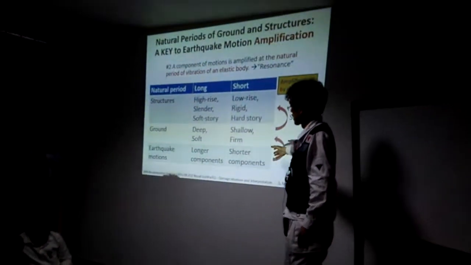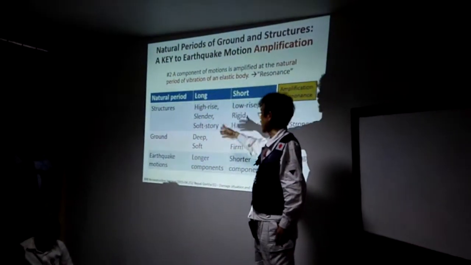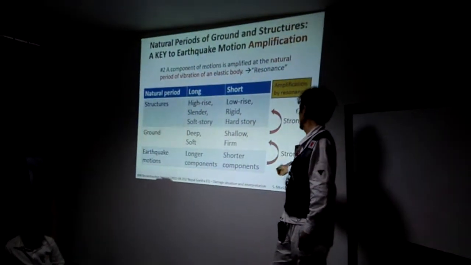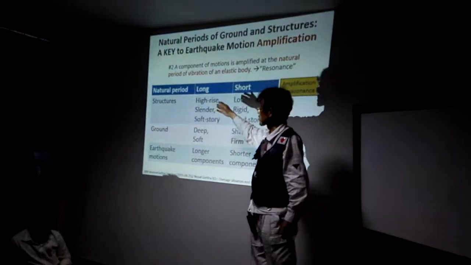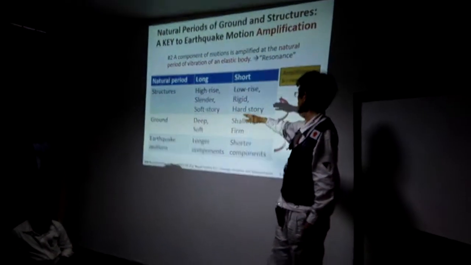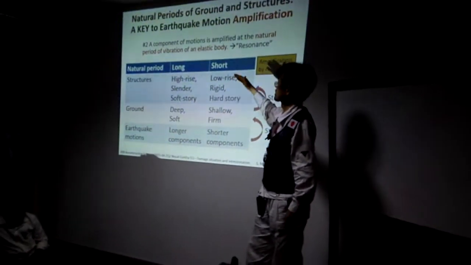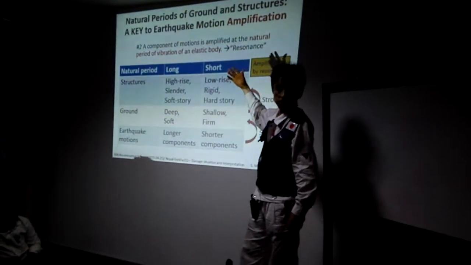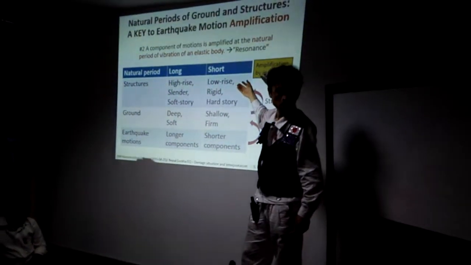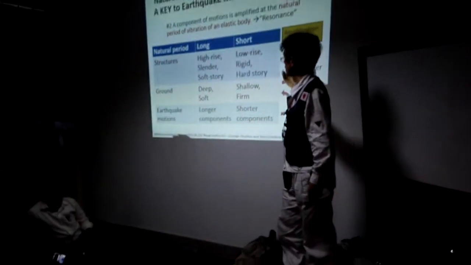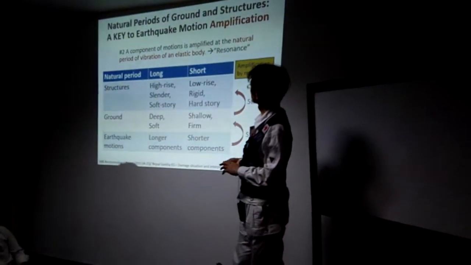If earthquake motion has a longer-period component, deep and soft ground shaking gets stronger. And structures are also the same: if the ground motion has longer-period components, high-rise, slender, or soft-story buildings and structures, the response gets stronger. Okay? For the shorter period, it is the inverse. Next.